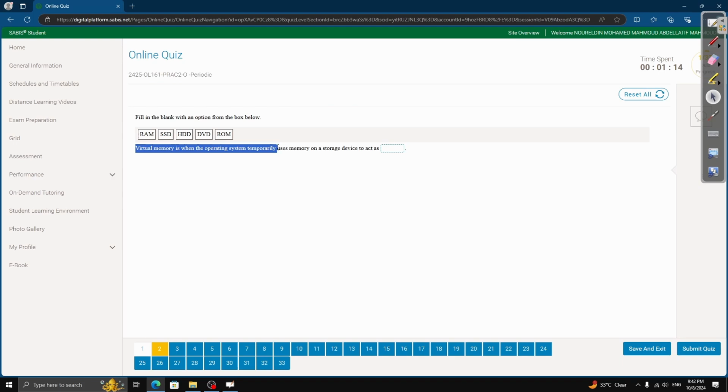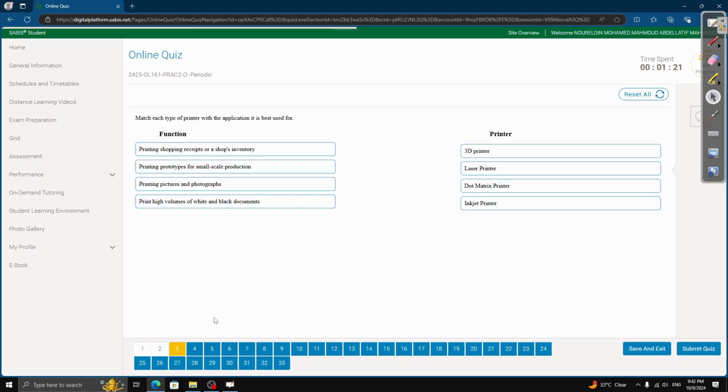Virtual memory is when the operating system temporarily uses memory on a storage device to act as RAM, or primary storage. This is memorization.